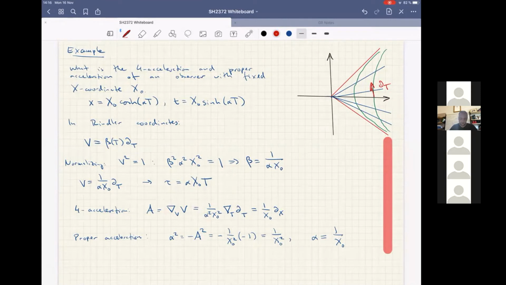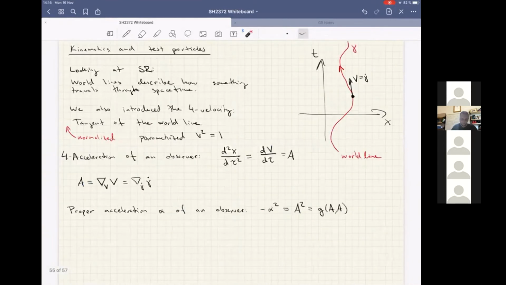We had to make some slight adjustments, in particular when it came to the 4 acceleration, because we could not define this as a pure derivative with respect to the proper time of the 4 velocity. But instead we had to use this connection that we introduced earlier on the manifold.